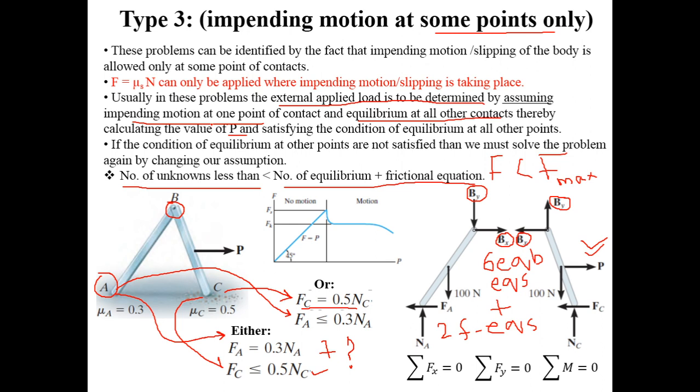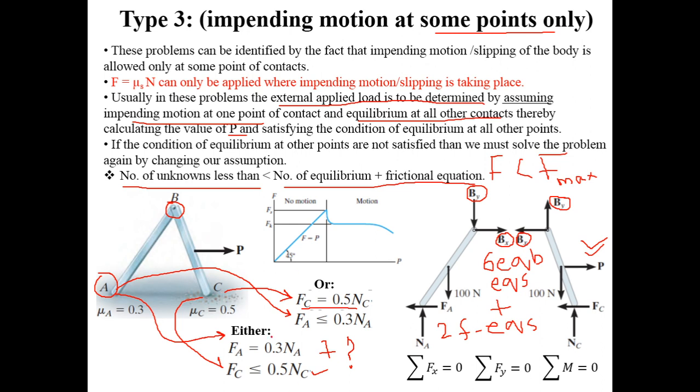In type 3 problems, you can use f equals to mu s n only at some points, not at all points simultaneously. So either you can use f equals to mu n at point A, or you can use f equals to mu n at point C. Okay, but you cannot assume both of them slipping. So either you use f equals to mu n at point A, or at point C, and then verify the assumptions.